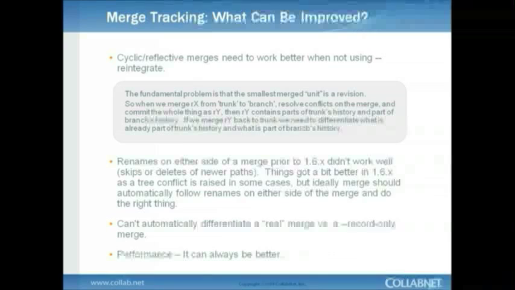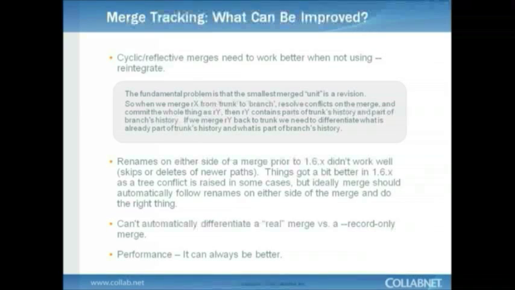So, for example, the problem here is that the smallest unit that merge can deal with is a revision. And the information a revision contains can have history from multiple places. For example, say we merge revision X from trunk to a branch. There are some conflicts. We resolve those conflicts and commit the change to the branch in revision Y. Now, revision Y contains parts of trunk's history in the form of revision X from where we merged in, and part of the branch's history in the form of the conflict resolution we did on the branch.